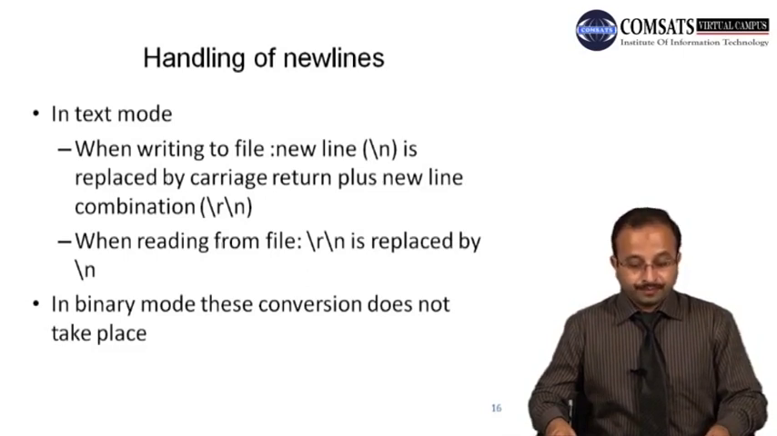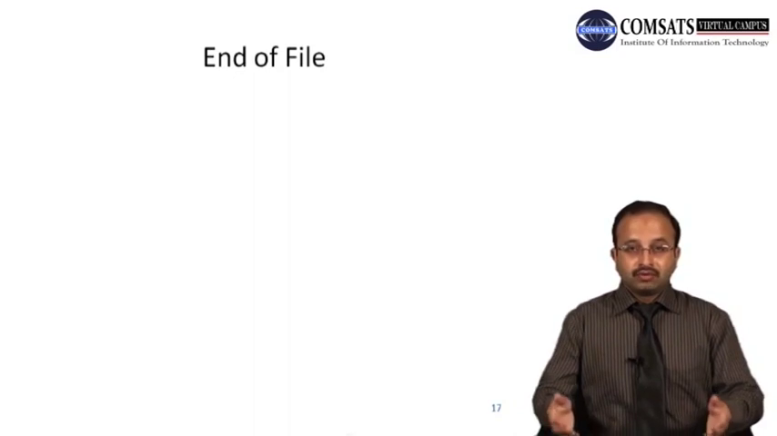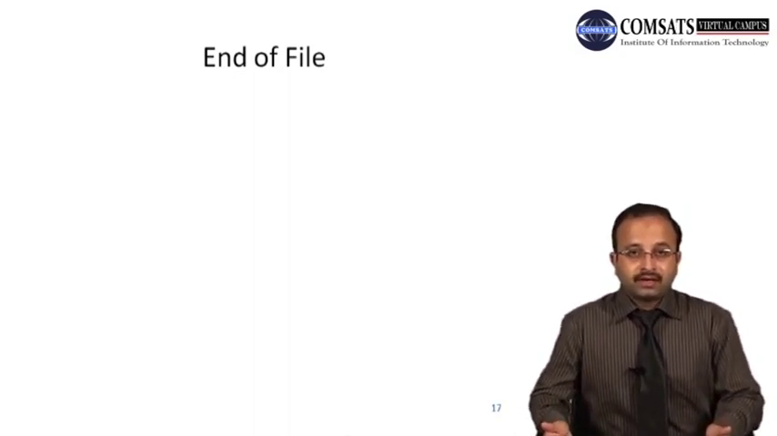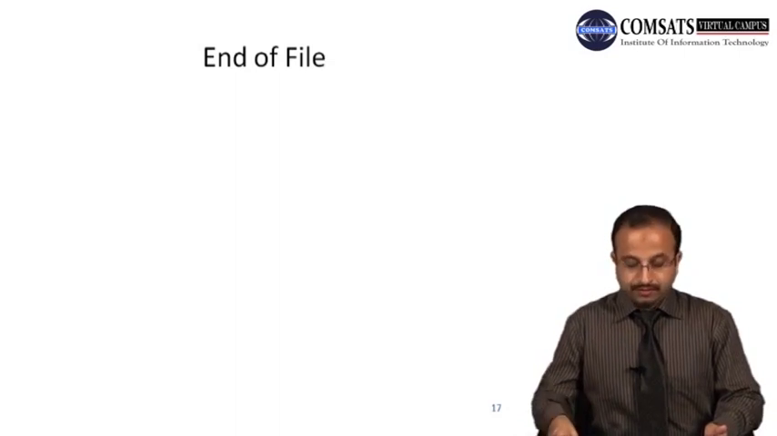Now end of file character, you are very well aware that each text file is terminated by an end of file character whose ASCII value is 26.